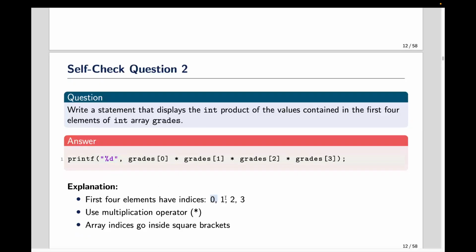So the first 4 elements are 0 1 2 3. The multiplication operator we already know is the asterisk. So array indices go inside the square brackets. You can do it. Now, if you want to make it dynamic as well, if the numbers are changing, you can do that using your for loop also.